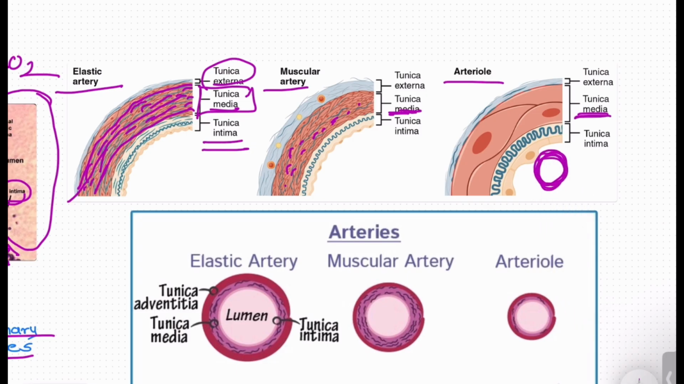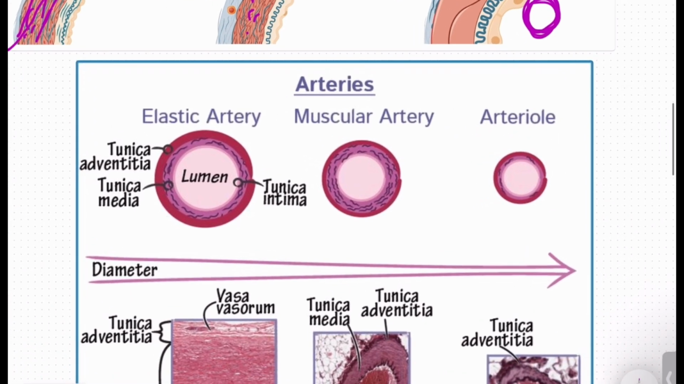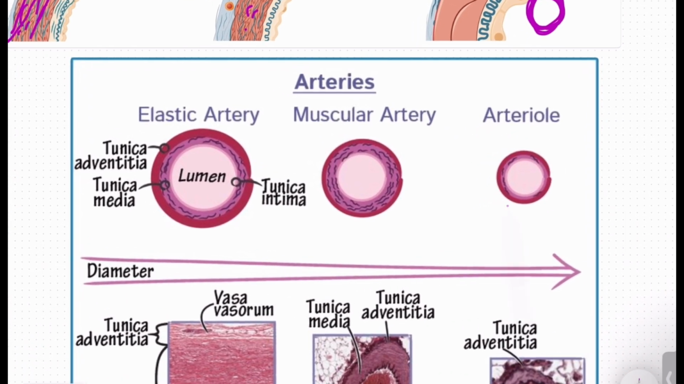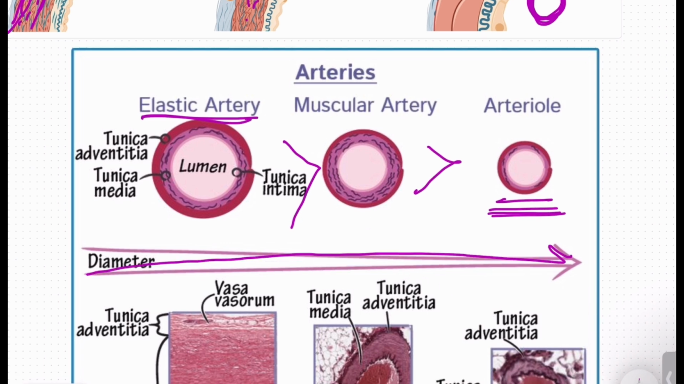You can see the lumen in here. The arteriole lumen is narrower than muscular artery, and elastic artery is having a wider lumen. So elastic artery is having wider lumen as compared to muscular artery and then arteriole. The diameter of these blood vessels decreases from elastic artery to arterioles.